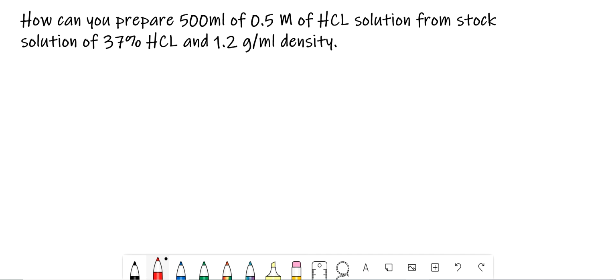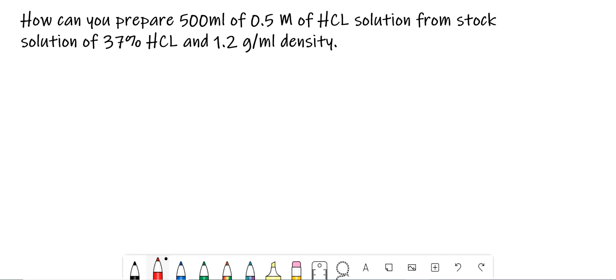Okay, today's question is, how can you prepare 500 milliliter of 0.5 molar HCl solution from a stock solution of 37% HCl with a density of 1.2 gram per milliliter? Okay, so the first thing here in this case is to first calculate the concentration of the stock solution.